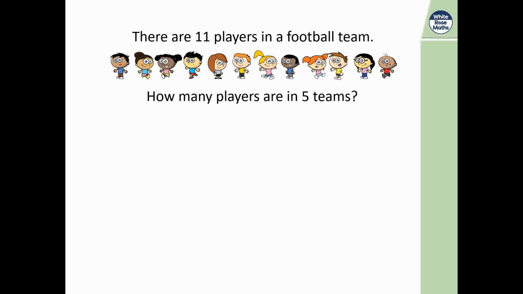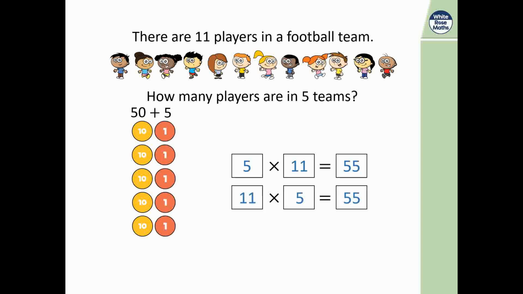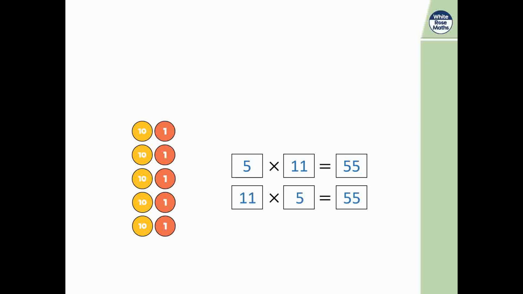So that's 55, which would be 5 times 11, which would also be 11 plus 11 plus 11 plus 11 plus 11. Did I say it 5 times? I lost track. I hope so. Okay. There's 5 10s, 50, and 5 1s, 5. 55. 5 times 11 equals 55. 11 times 5 equals 55.